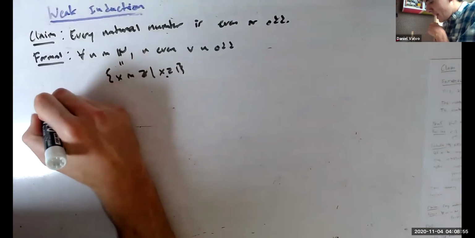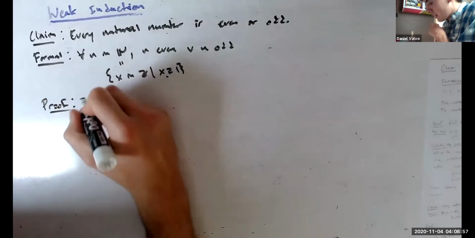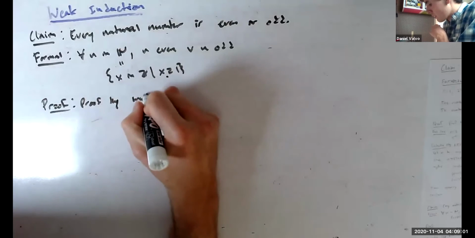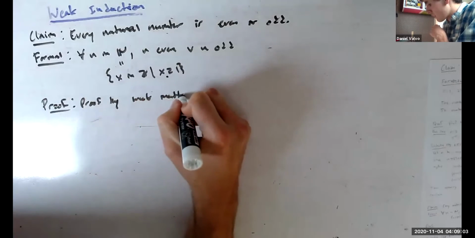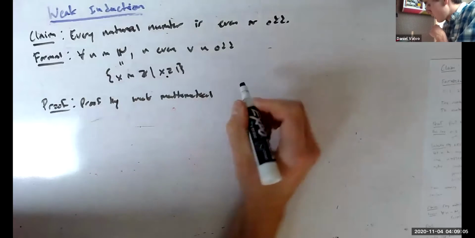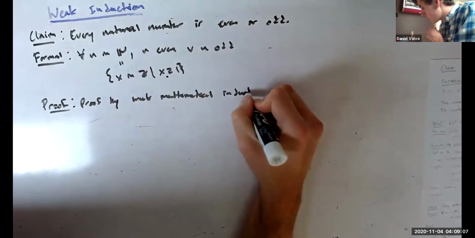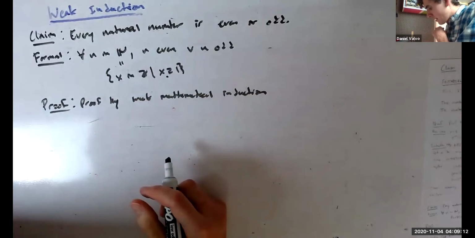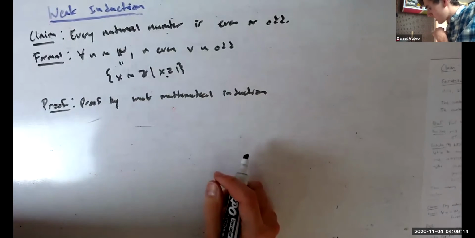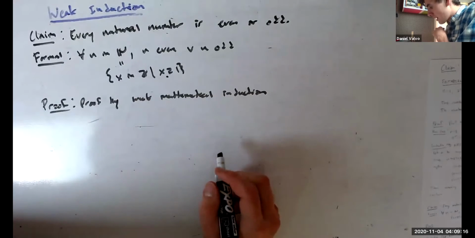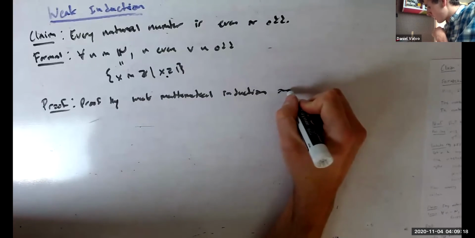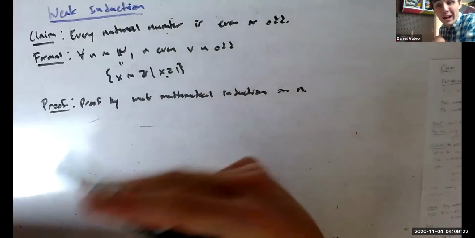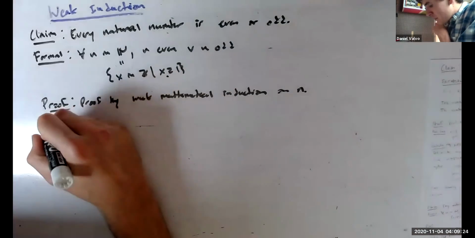So the beginning of an induction proof always works the same. You don't have to think that hard. You say proof by weak mathematical induction. Proof by weak mathematical induction. And then from there you say, on n, that's the variable we're ranging over here. And then, the base case.